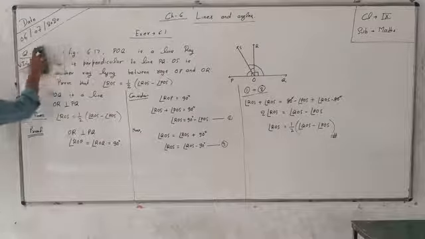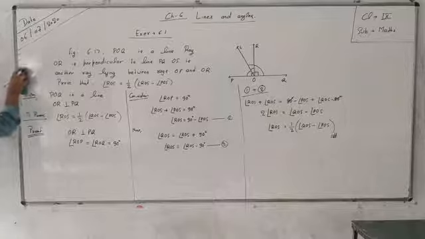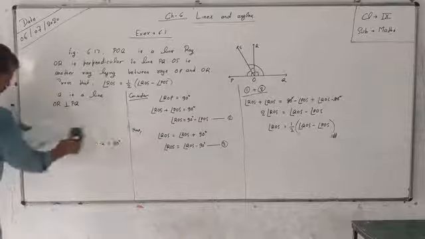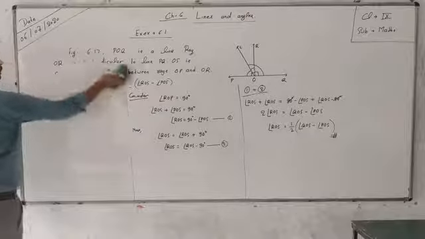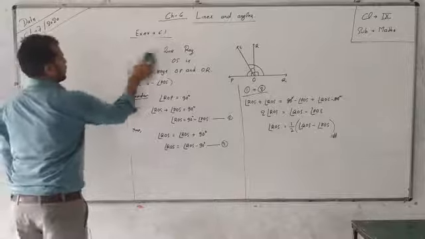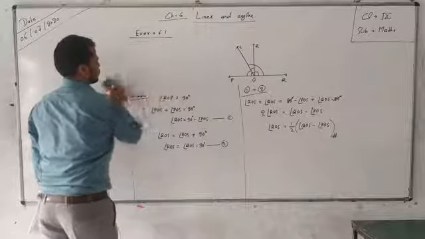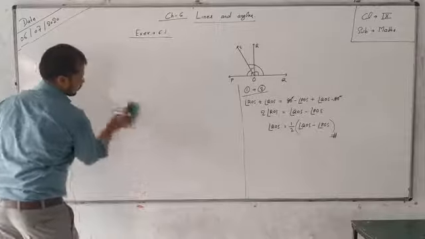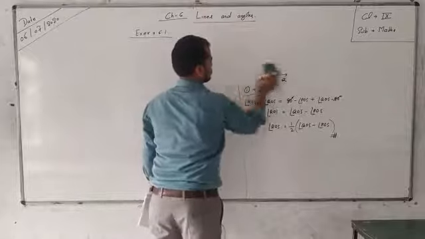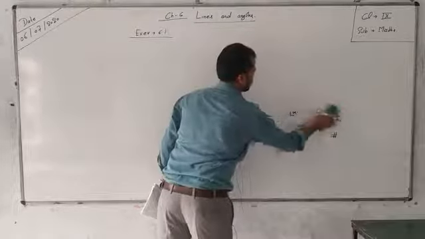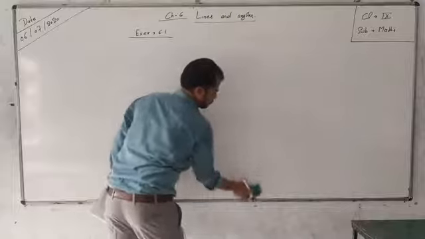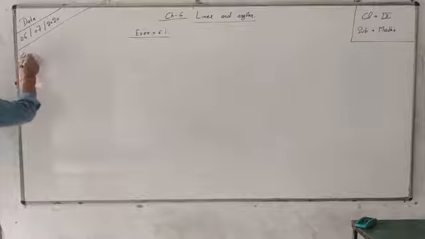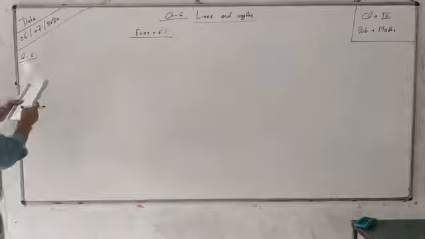Now we are going to discuss the next question from this exercise. In this exercise our next question is question number 6. If you have the book you can read it, otherwise I am going to write question number 6 for you. Now question number 6.